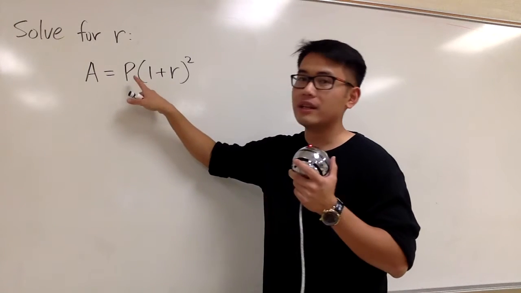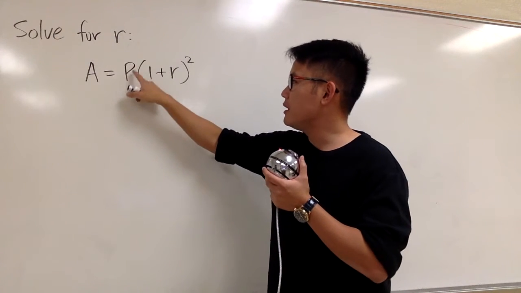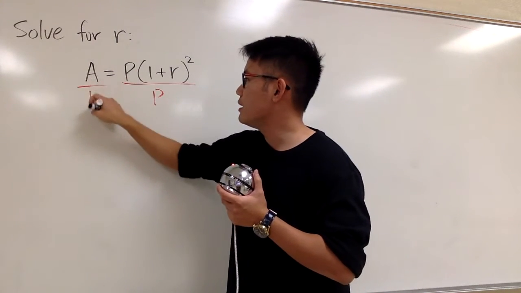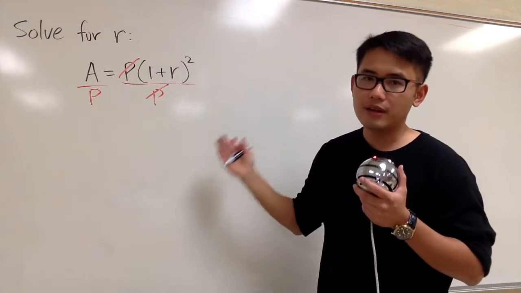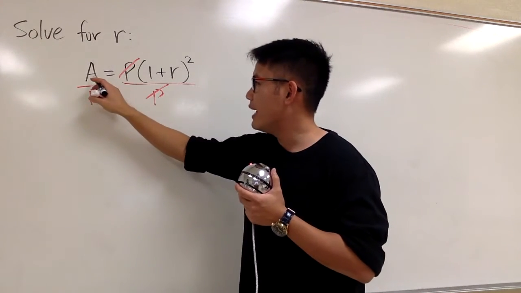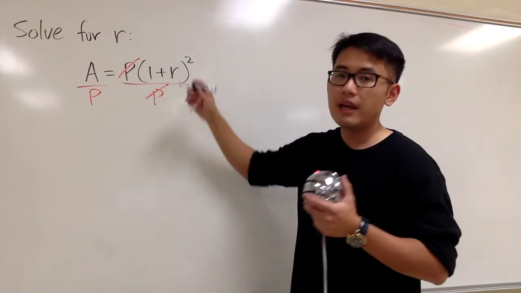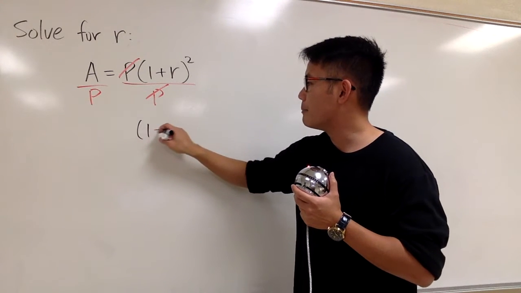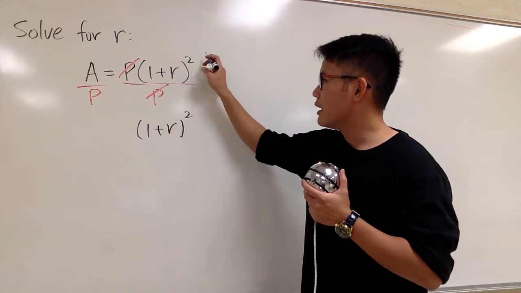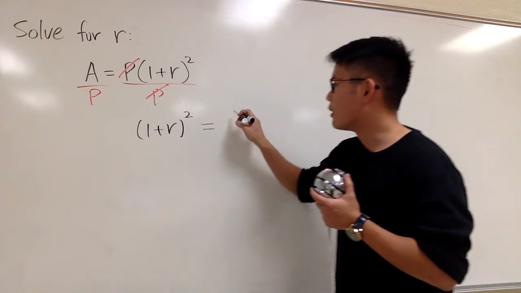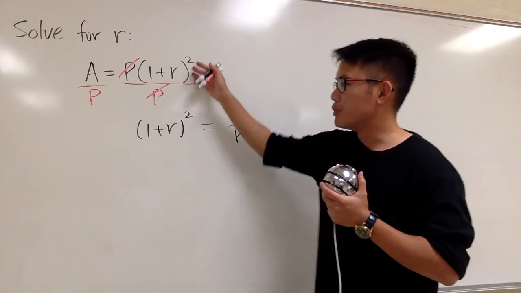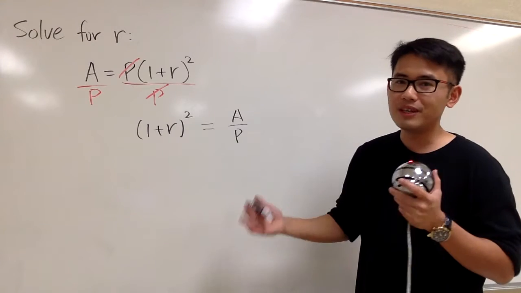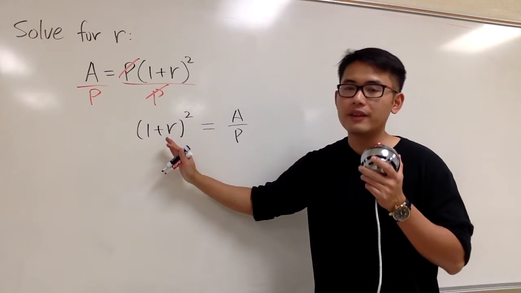We are going to start with taking care of this p. This is p times this parentheses. So I'm going to divide both sides by p so that they cancel each other out. And then we see that A over p is equal to this. And let me just write this down first, okay? Let me put this down, parentheses 1 plus r, and then square, and this is equal to A over p. Let me just put this down first on the left hand side, and let me bring this to the right hand side. And the reason is because we like to have the variables that we are trying to solve on the left hand side.